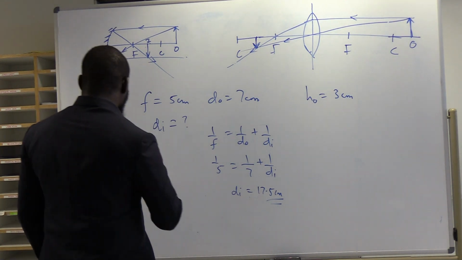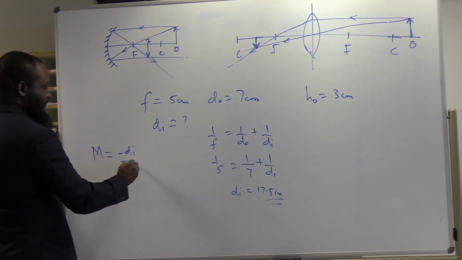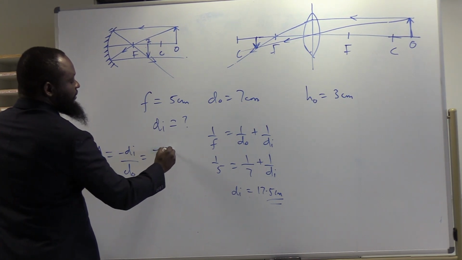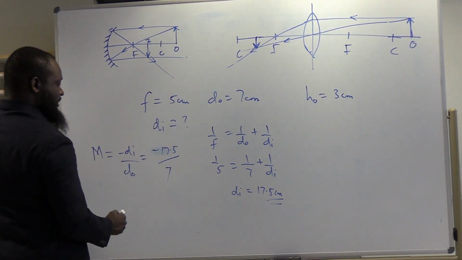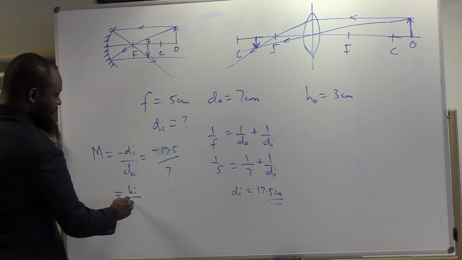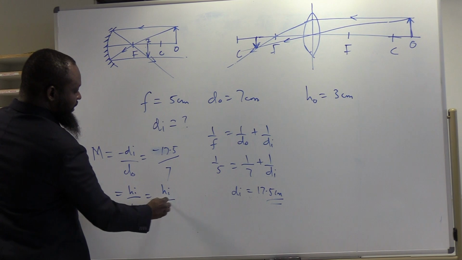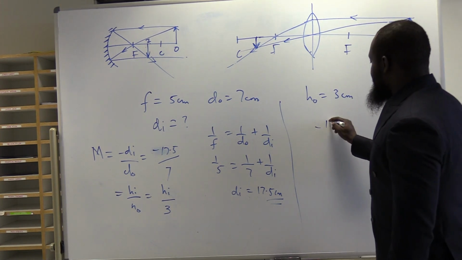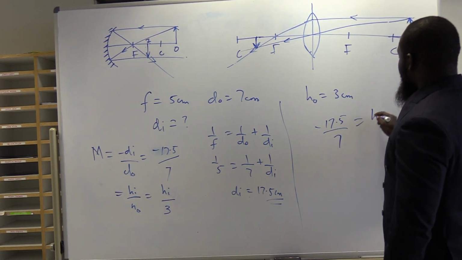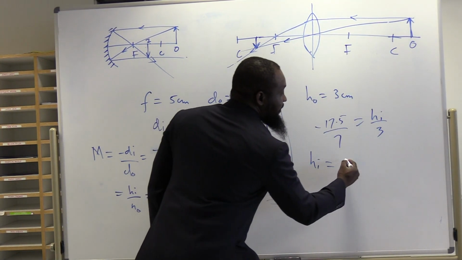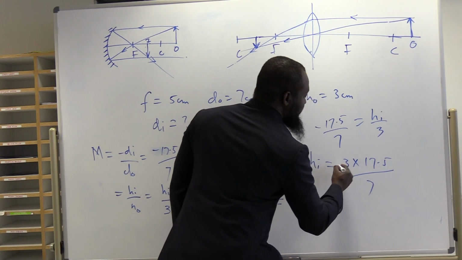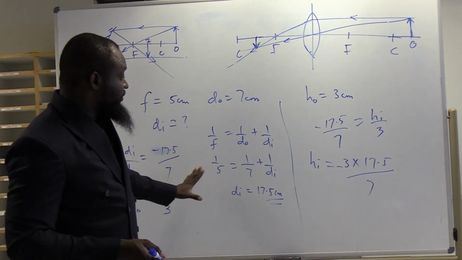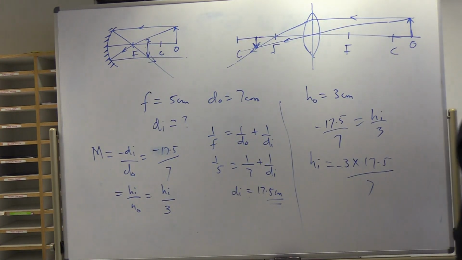So now your magnification is minus d image over d object. That's minus 17.5 over 7. This same magnification equals h image over h object. h image we don't know. h object is given to us to be 3, so I equate both of them. I'm saying minus 17.5 over 7 equals h image over 3. So what is h image? 3 times 17.5 over 7 with a minus sign. Is that okay? So you do that, you get the right answer. This is the last question for the recitation, and we just get the right answer there, okay?